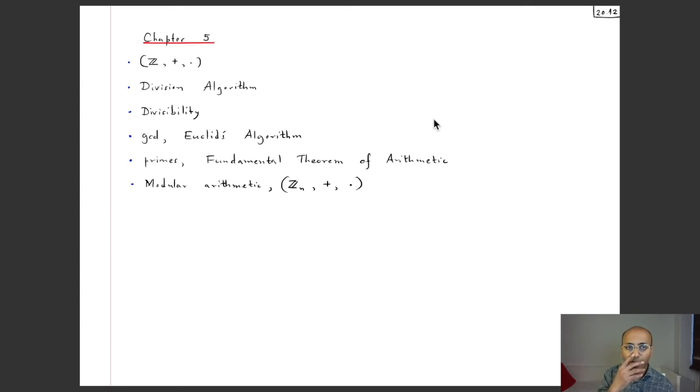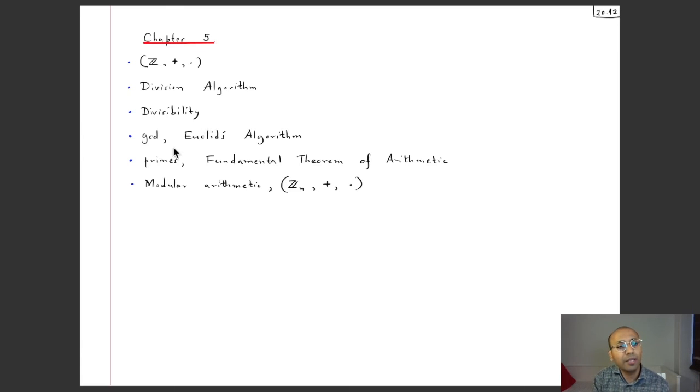So let's see what we have learned in chapter 5. Chapter 5 was all about the set of integers with its two operations of addition and multiplication. We began the chapter by learning about the division algorithm, which is a theorem which says that any integer can be divided by a non-zero integer, and in the process we get a quotient and a remainder, and the remainder is an integer which is bigger than or equal to 0 and strictly less than the modulus of the number with which the division is taking place.